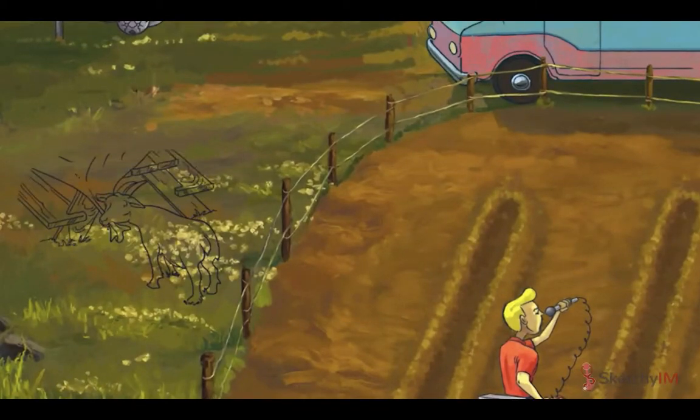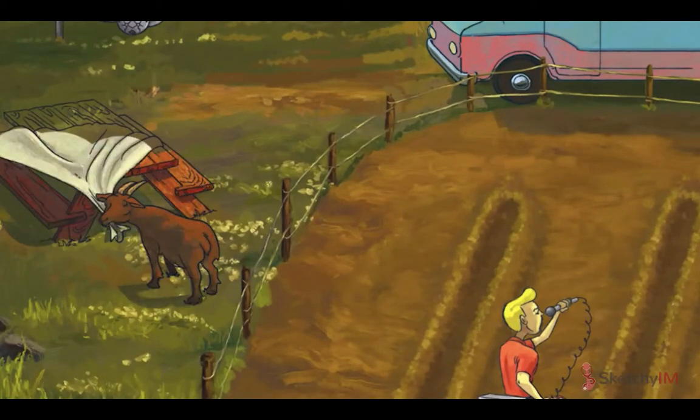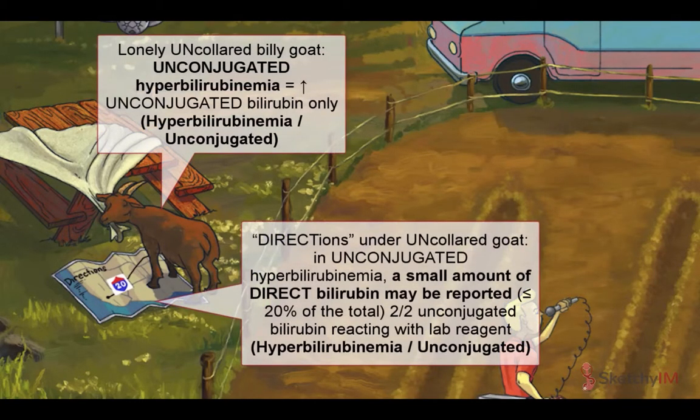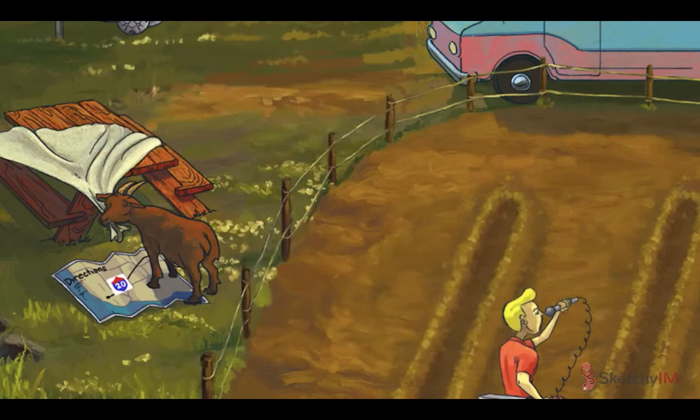The first, unconjugated hyperbilirubinemia, is, well, what it sounds like: the elevation of predominantly unconjugated bilirubin, also called indirect bilirubin, represented by this uncolored billy goat. If the lab is using older methods, they may also report a small amount of direct or conjugated bilirubin, even though the patient, in reality, has unconjugated hyperbilirubinemia. This is why we've placed this direct map under the uncolored goat. Don't be fooled though. This is a result of unconjugated bilirubin reacting with the direct reagent. Yep, just some unconjugated bili pretending like it's conjugated.